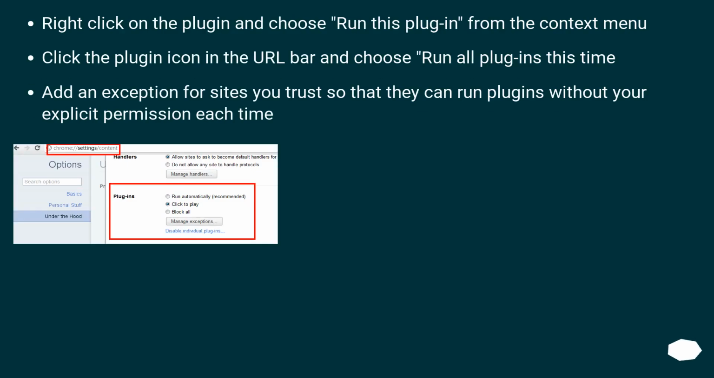Right-click on the plugin and choose Run this plugin from the context menu. Click the plugin icon in the URL bar and choose Run all plugins this time. Add an exception for sites you trust so that they can run plugins without your explicit permission each time.